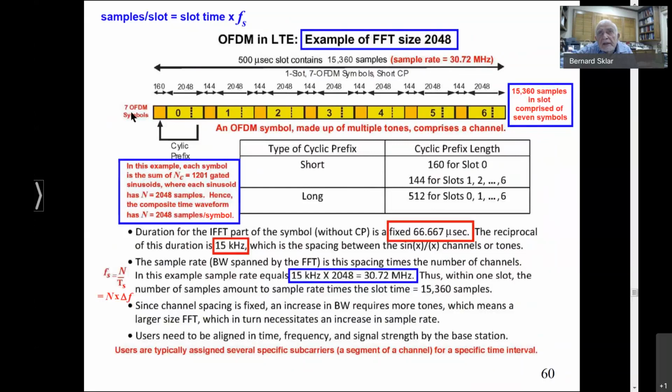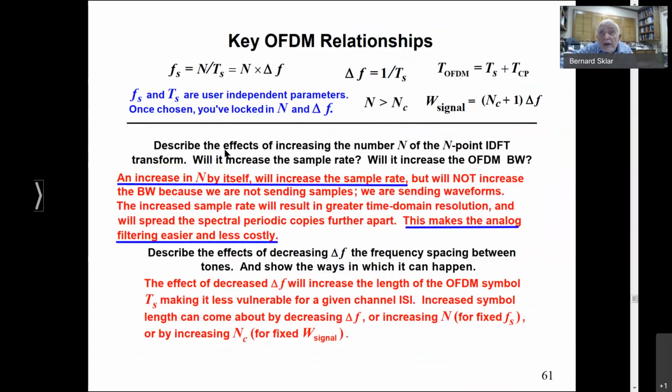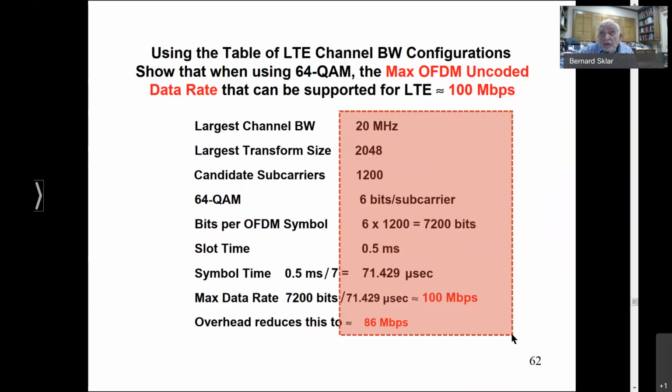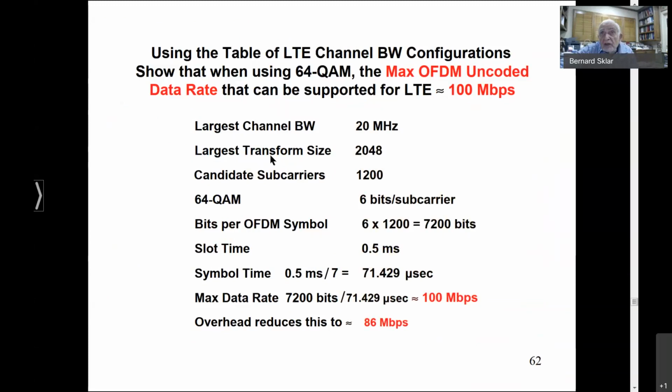Other relationships, I'm going to skip this for you. Also using those tables, you can easily go on and find out with the things I've given you the largest channel bandwidth, the transform size, candidate subcarriers, using 64 QAM, the bits per sample and the slot time, what is the maximum data rate, 100 megabits per second. And if you consider that this gets reduced by not counting the overhead, it's a peak of 96 megabits per second.